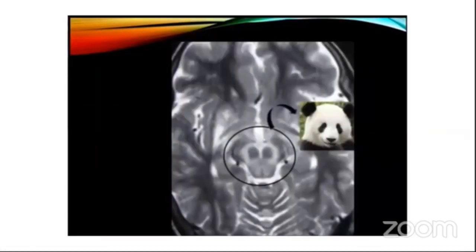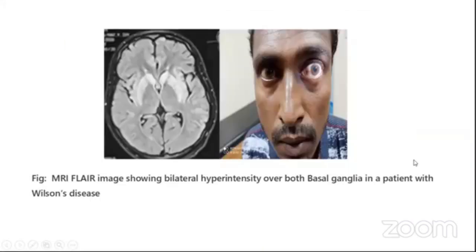Sometimes we can take help from MRI, some special findings in MRI. This is called panda eye sign. There is enlargement of the red nucleus with surrounding hyperintensity, and the red nucleus is more hypointense and more prominent in the midbrain, resembling a panda's eyes. This is the pathognomonic feature of Wilson disease.